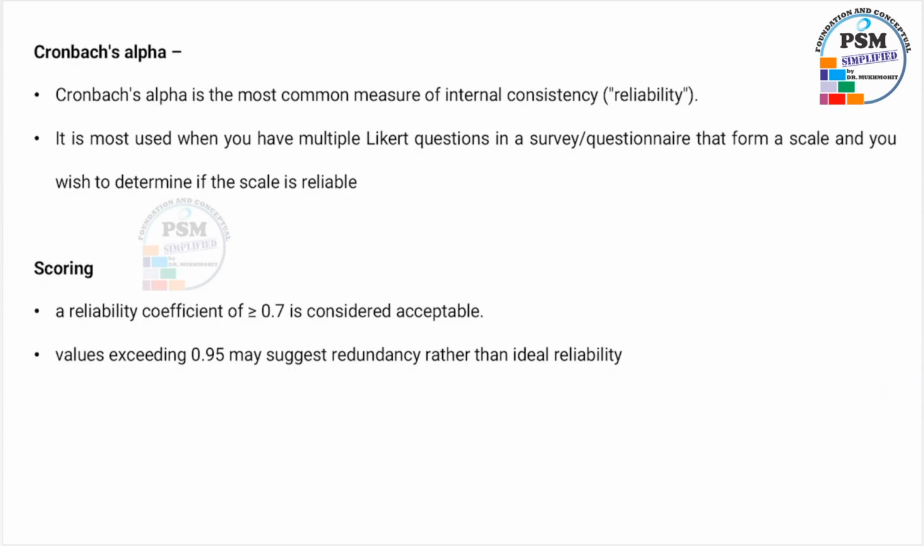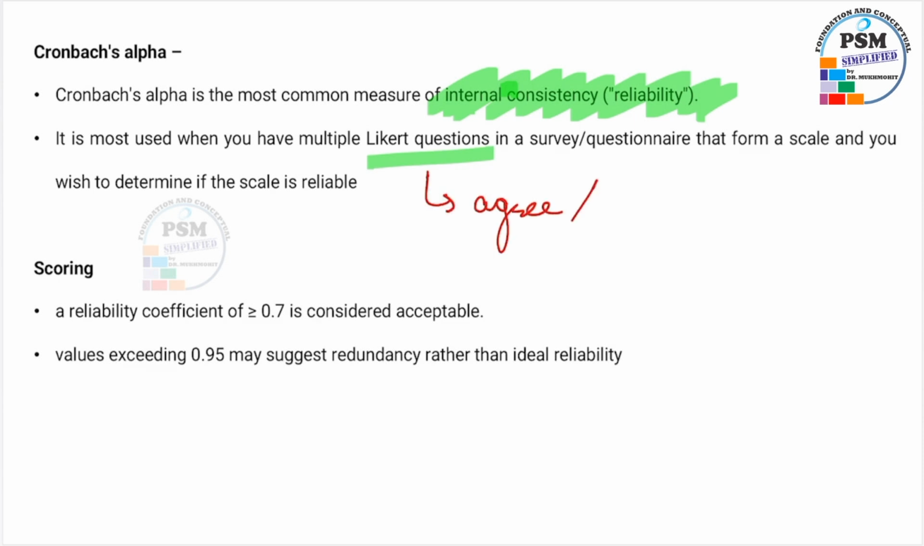Next is, sometimes examiner may ask you what is Cronbach alpha. Cronbach alpha will tell us about the internal consistency. Just remember this word. It tells us the internal consistency of a questionnaire. Usually whenever you're making a questionnaire or a survey, you would use Likert questions. What are Likert questions? They are based on agree, disagree continuum, and that is what is the Likert scale.